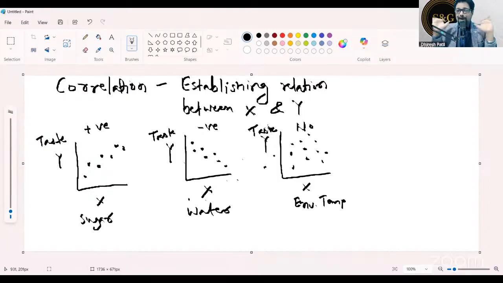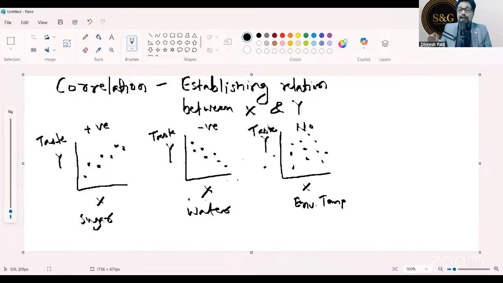How much the surrounding temperature is, how much the humidity is, it will not directly have much impact on the taste of the tea, right? So it is called no correlation. No matter what data you are collecting, it will not have impact on the taste of tea. The factors will be different: quantity of tea, quantity of sugar, quantity of milk, quantity of water, how much time you are brewing. All these things are the factors, but definitely not the environmental temperature.